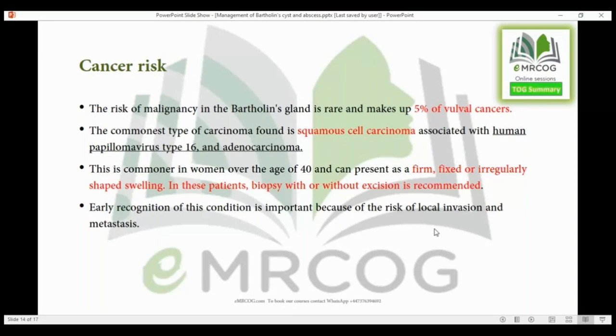When should we think about Bartholin gland cancer? When I'm having a postmenopausal patient with recurrent abscess or cyst, when I'm having a presentation of firm, fixed, irregular shaped swelling, this is when I should take a biopsy with or without excision. Okay, a firm or fixed or irregular shaped swelling is very prone to be a malignant lesion. So early recognition of this condition is very important, very, very important.